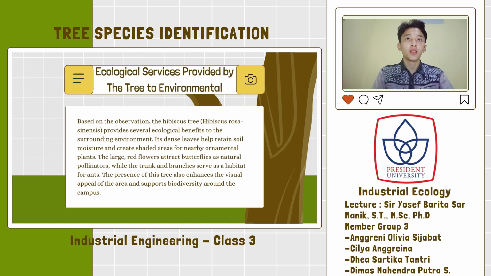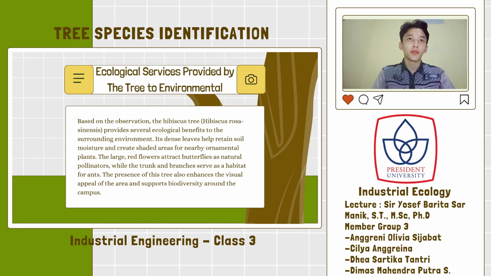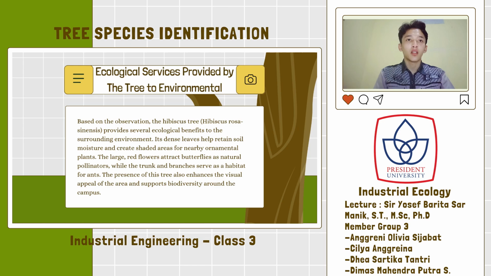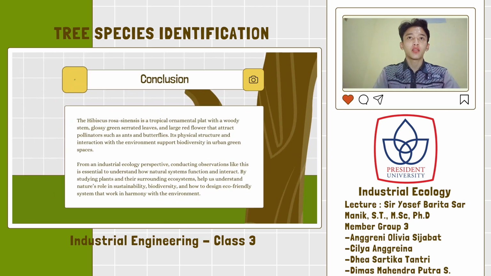Ecological services provided by the tree to the environment. Based on the observation, the hibiscus tree provides several ecological benefits to the surrounding environment. Its dense leaves help retain soil moisture and create shaded areas for nearby ornamental plants. The large red flowers attract butterflies as natural pollinators, while the trunk and branches serve as habitat for ants. The presence of this tree also enhances the visual appeal of the area and supports biodiversity around the campus.